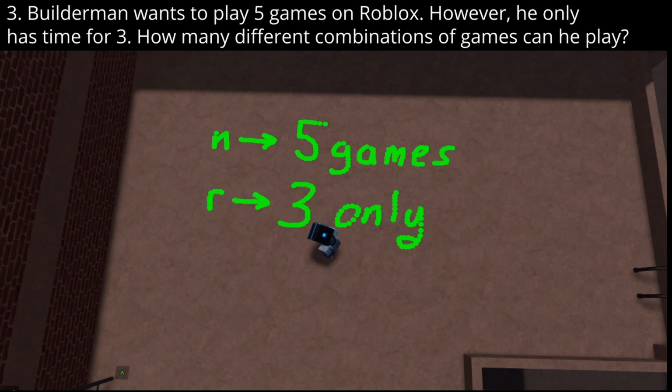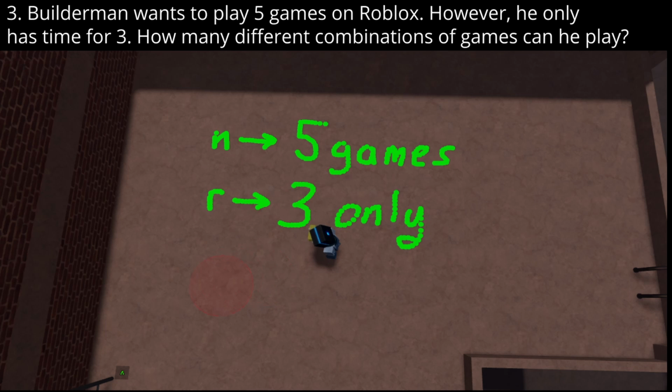So now, question of the day: permutation or combination? Well, I kind of gave the answer away in the problem by saying how many combinations, but the reason it's a combination is because it doesn't matter the order of games that he plays. If he plays Jailbreak and then Natural Disaster Survival, that's the same as playing Natural Disaster Survival and then Jailbreak in this problem. So order does not matter, therefore we use a combination.